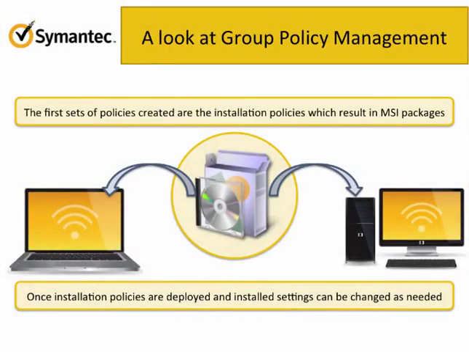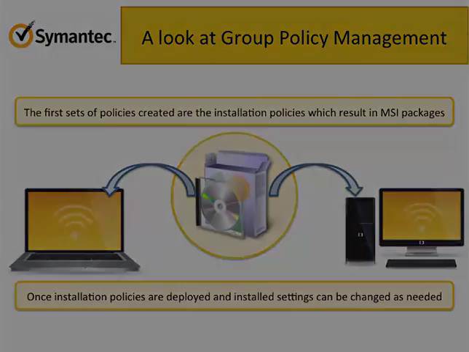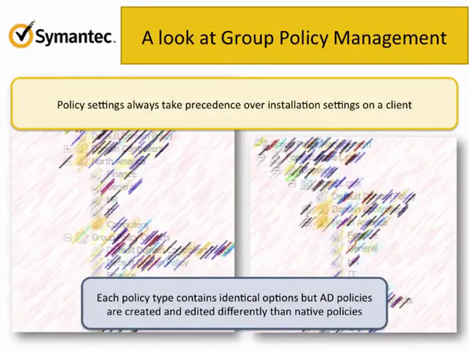The first sets of policies that you create are the installation policies, which result in the creation of MSI packages. Once installation policies are deployed and installed, you can change most of the settings as needed. To make changes, define and apply Active Directory Group Policy Object policies or native policies. Policy settings always take precedence over installation settings on a client. While each policy type contains identical options, Active Directory policies are created and edited differently than native policies.